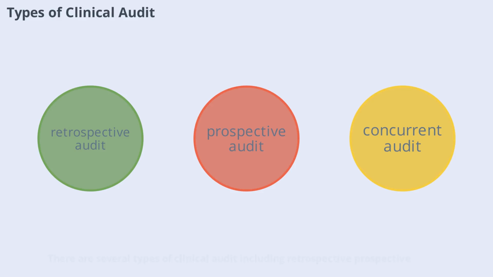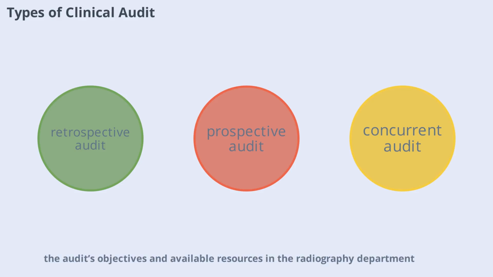There are several types of clinical audit, including retrospective, prospective, and concurrent audits. Retrospective audits review past cases, prospective audits plan to collect data going forward, and concurrent audits evaluate ongoing cases. Each type has its advantages and is chosen based on the audit's objectives and available resources in the radiography department.